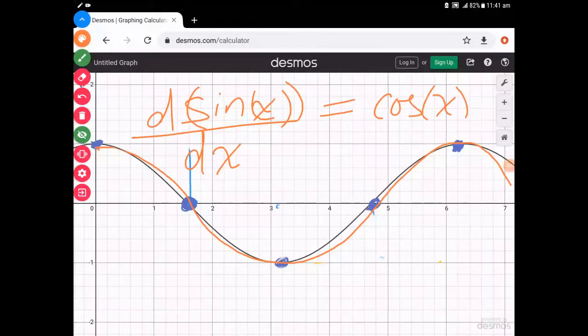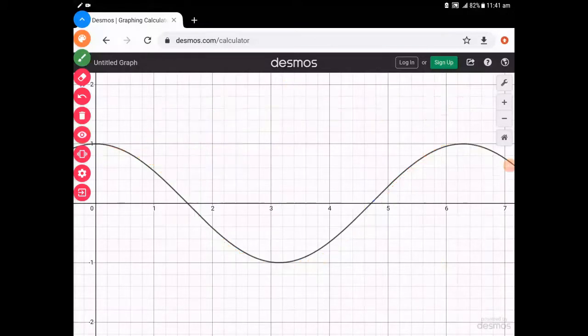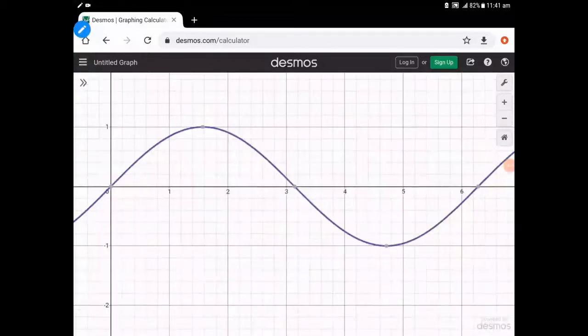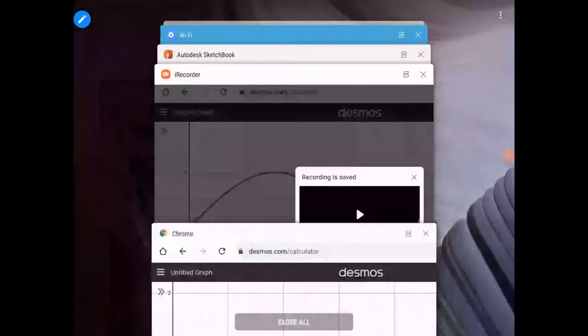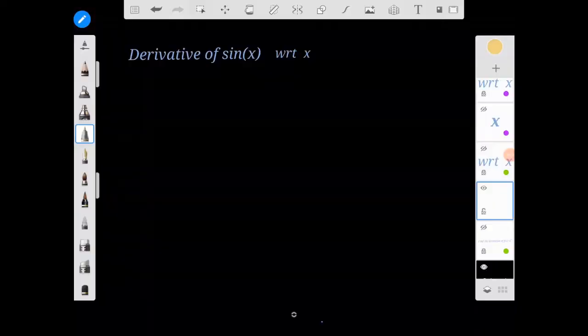So when you see how both of them come together, and looking at this principle, we should get the same thing. So let us look at how to prove the derivative of sine x, or how to find the derivative of sine x with the help of the formula.